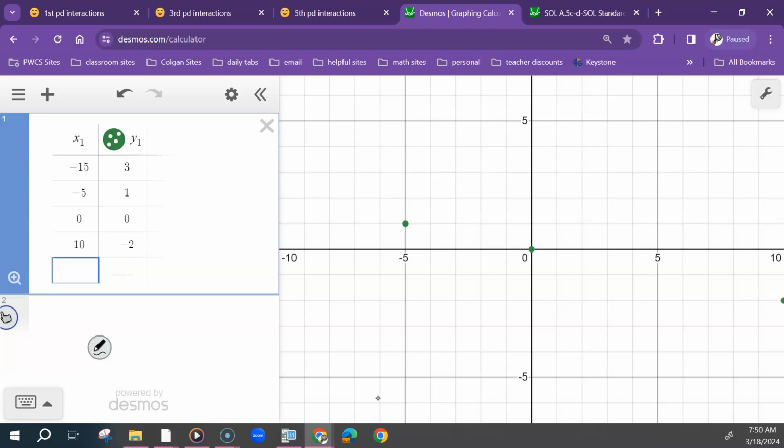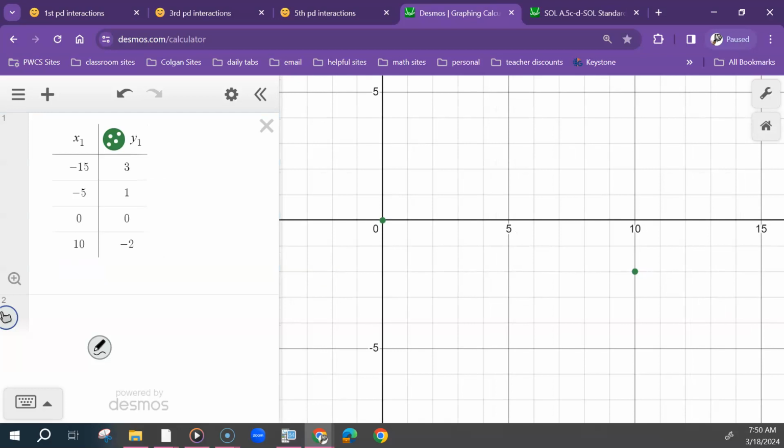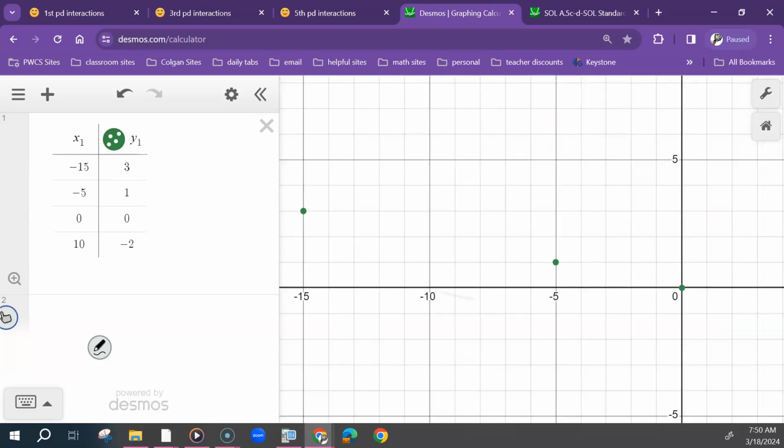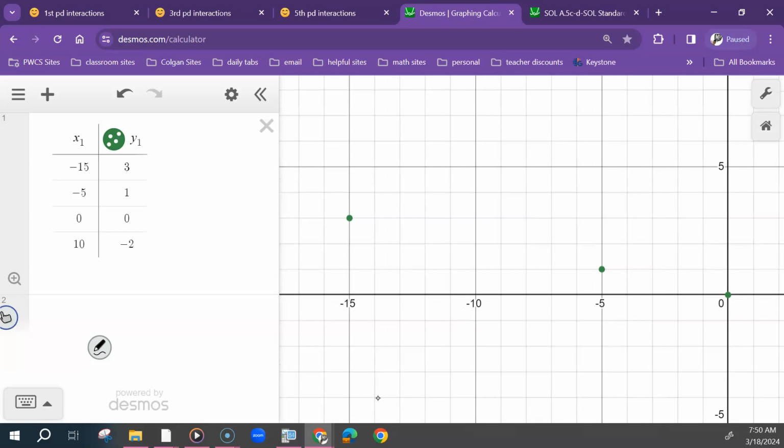So this is negative 1/5. If I go down 1 to the right 5, that's the same. If I go to the other side, go up 1, left 5, that is also the same. So it is direct.